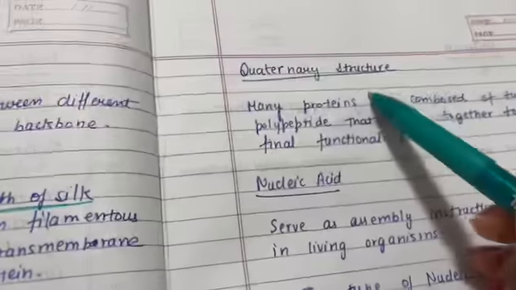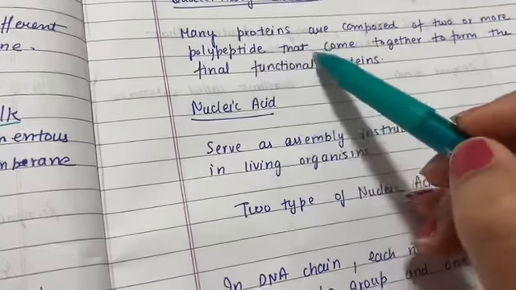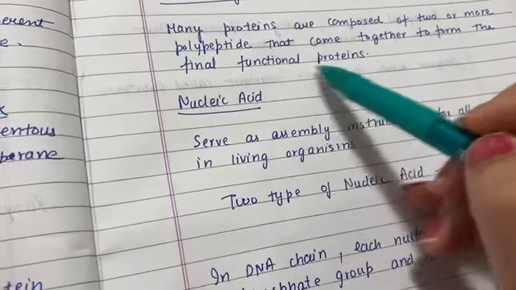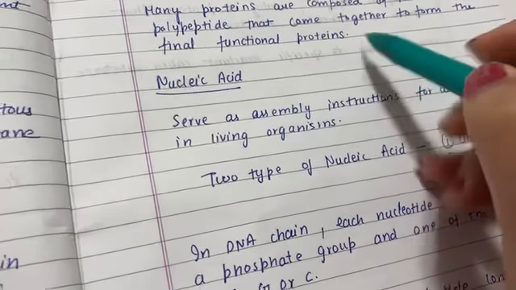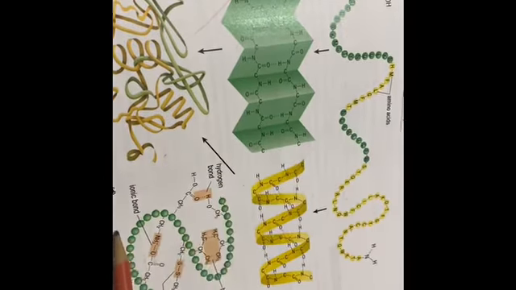Now we are going to study quaternary structure. Many proteins are composed of two or more polypeptides that come together to form the final functional protein. That is called quaternary structure. The figure in our book describes all four structures of protein.